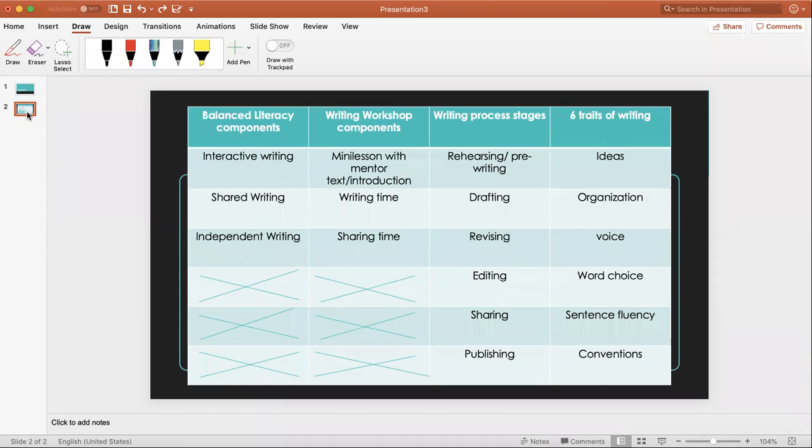Interactive writing is where the teacher is writing it, but the kids are kind of telling her what to write. So it's usually in a group setting where they're all on the ground and the teacher's writing up on the board and the kids are telling her where to go with it.